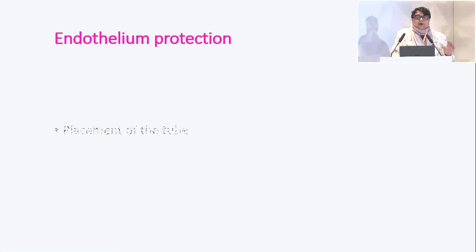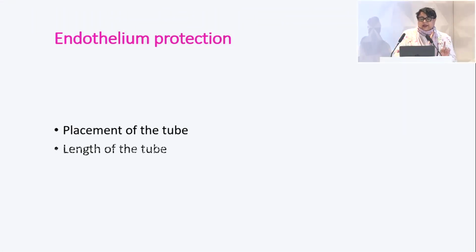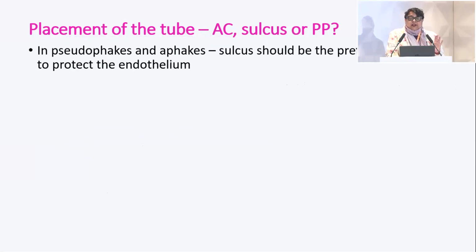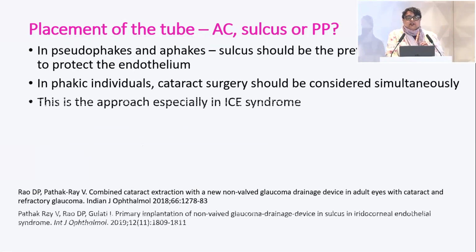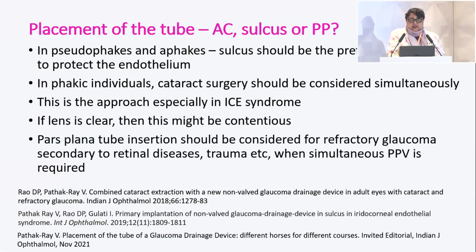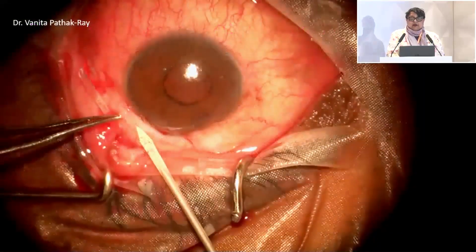Endothelium protection is very important, so that includes placement of the tube and the length of the tube. Pseudophakic, aphakic, preferred destination, sulcus. Phakic individuals, if there is cataract, do surgery together with it. If the lens is clear, that becomes contentious. And pars plana, I reserve for when patients have trauma and things like that.